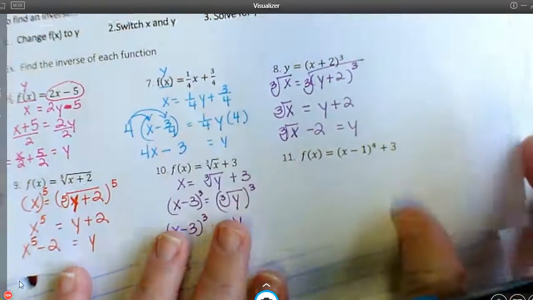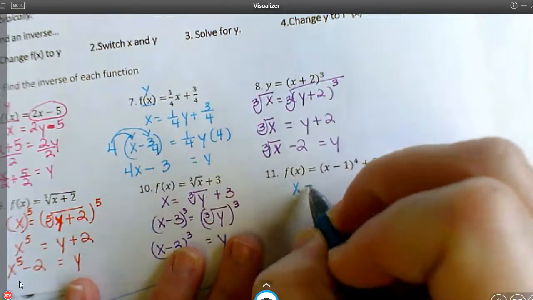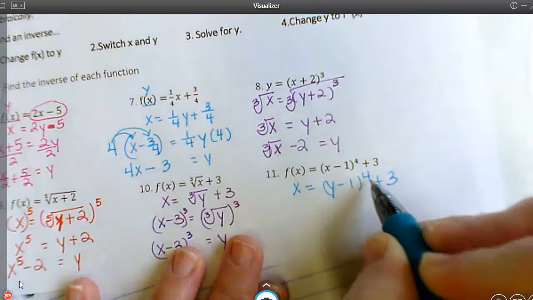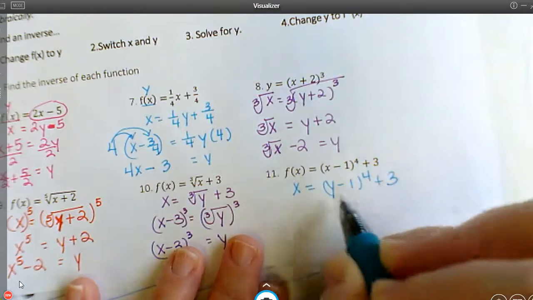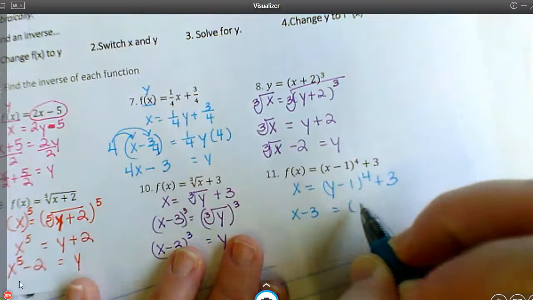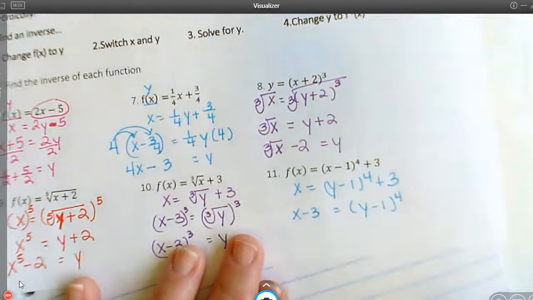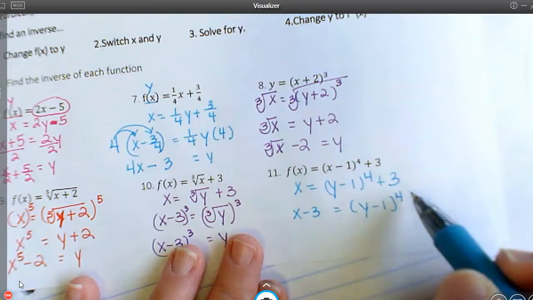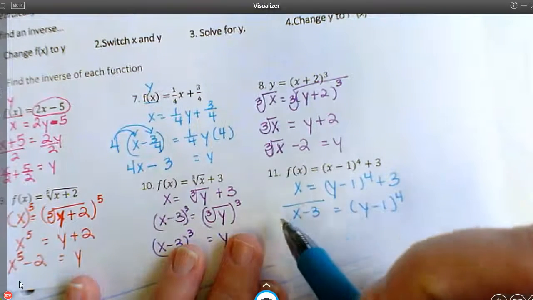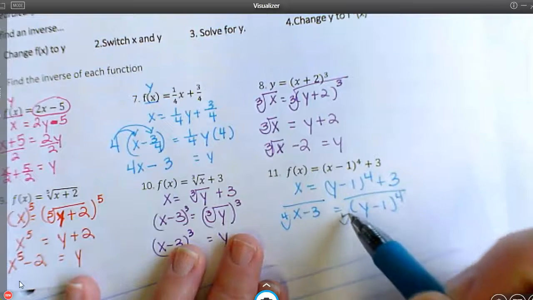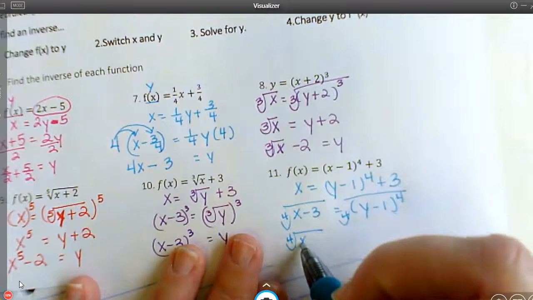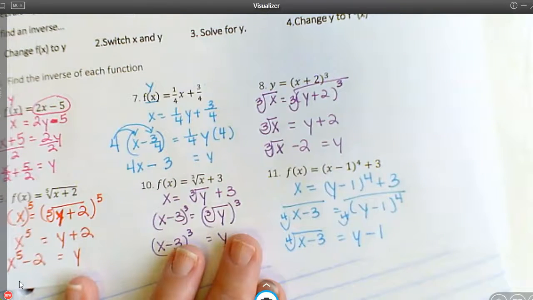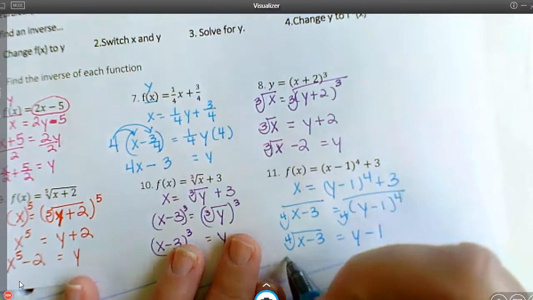Alright, f of x is like our y, so we change that to x. X is our y. So we don't do anything with the power first. We need to get rid of this 3. So I would subtract 3 first. Then I need to get rid of the power. And because the power is a 4, this is where I want to do a root on both sides. And it goes over the whole thing because you're doing it all at once. The root and the power go away. And then the last step is to get y by itself, so I'm going to have to add 1.